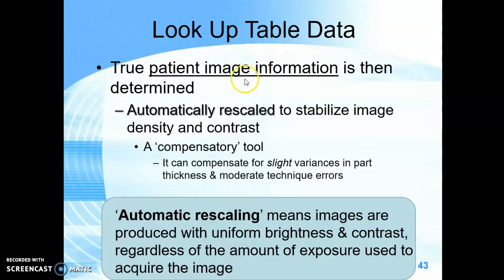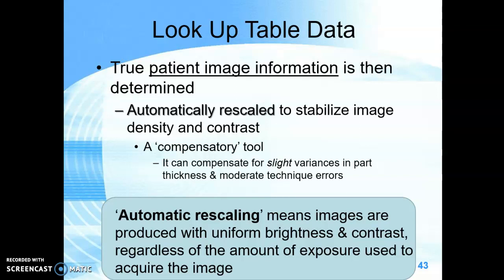Then true patient information is determined. The information then is automatically rescaled to stabilize the density and contrast. I can't stress to you enough that this is a compensatory tool. It can compensate for slight variations in part thickness and maybe small to moderate technical errors in kVp and mAs.